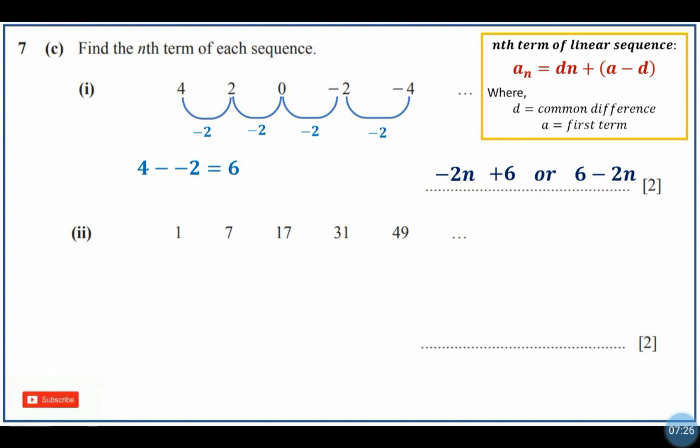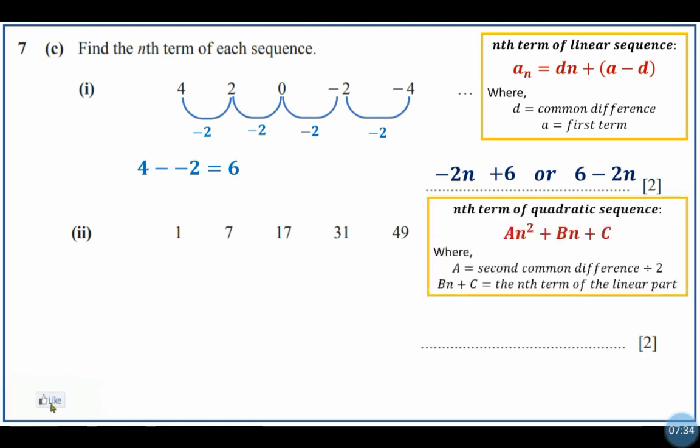Next, let's move on to 1, 7, 17, 31, 49. This is actually a quadratic sequence. If I have a quadratic sequence like this, I have to know how to find out the A, how to find out the B, how to find out the C. The A will be found by taking a look at the common difference first.